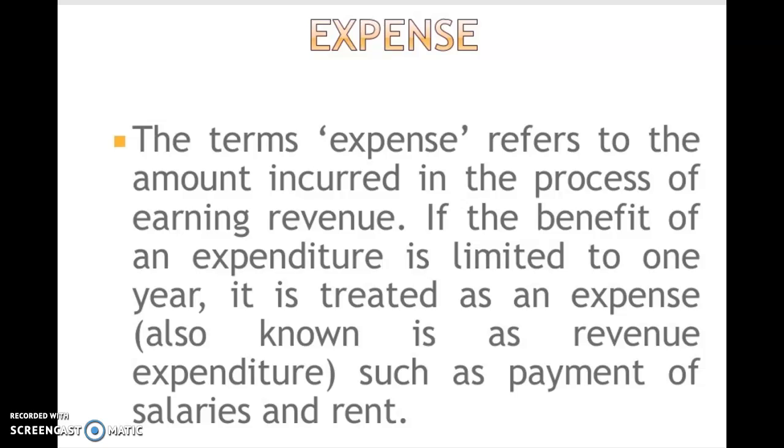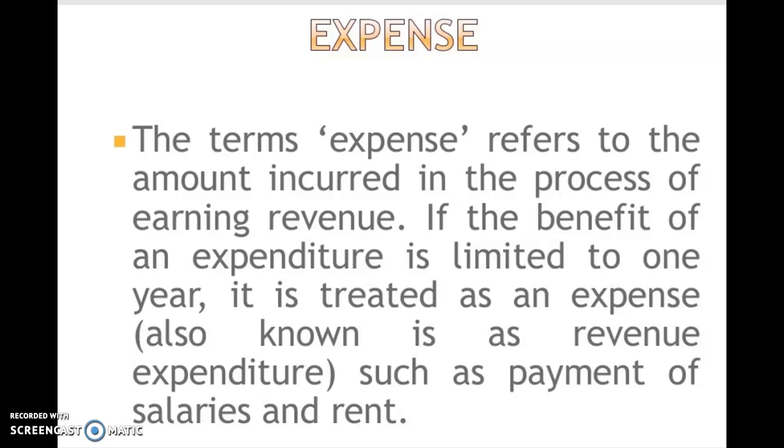Expense here means, please understand, when a business earns any income or revenue, definitely it has to incur some expenses. So that amount which is incurred in the process of earning the revenue or income is known as the expenses.